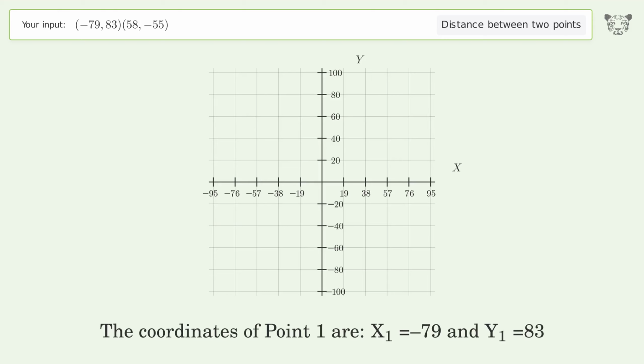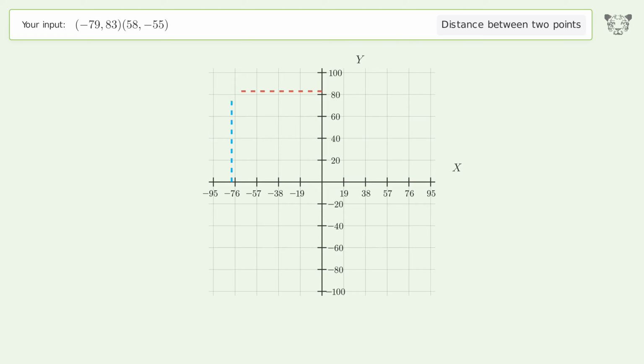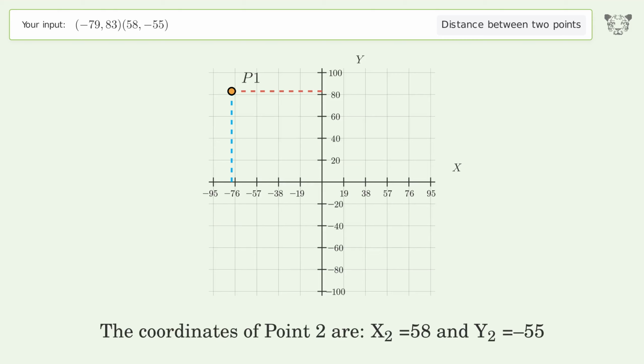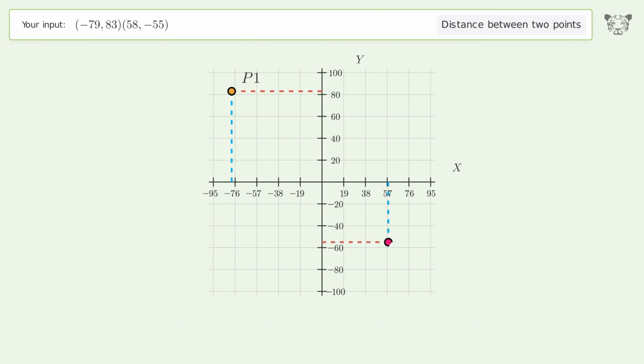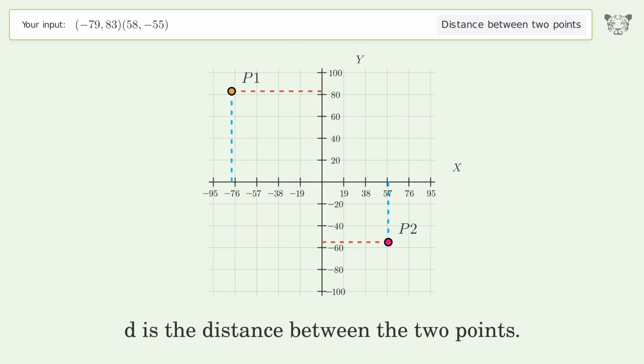The coordinates of point 1 are, x1 equals -79 and y1 equals 83. The coordinates of point 2 are, x2 equals 58 and y2 equals -55. D is the distance between the 2 points.